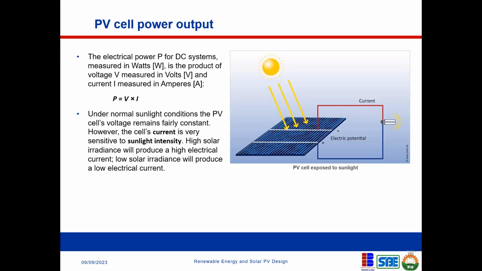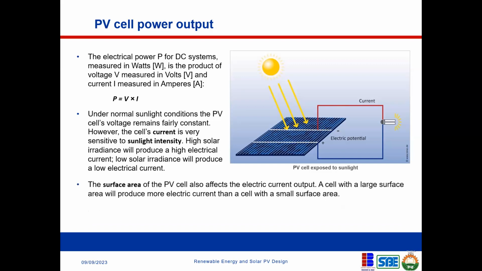So higher solar irradiance will produce a higher electrical current. Lower solar irradiance will produce a low electrical current. So let us be clear on this. When your PVs are not producing as much electrical current as they should, it is because of the sunlight irradiance, and nothing to do with the voltage.